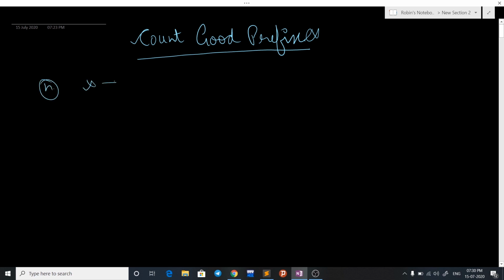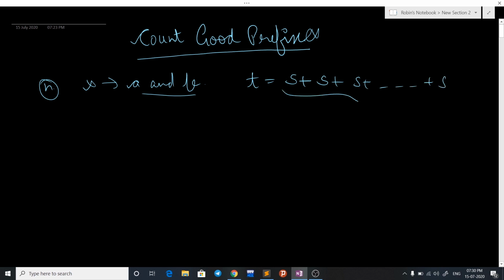Now the string s consists of a and b, and we are also given a string t which can be formed using n and s. Like if we concatenate s n times, then we'll get string t. And in the problem we have to count the number of prefixes in t such that the count of a is greater than count of b.